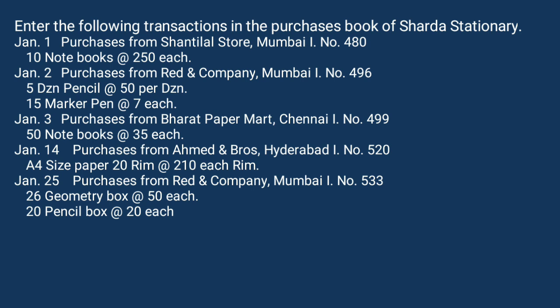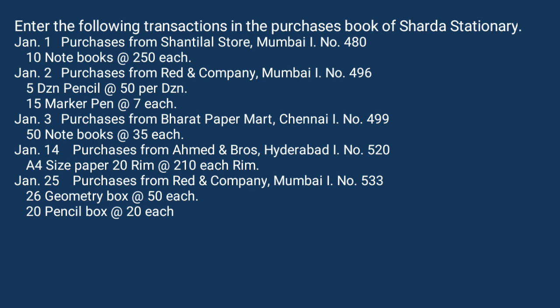26 geometry boxes at the rate of 50 each, and 20 pencil boxes at the rate of 20 each, so that we can multiply with each other and find out the total amount of transactions. So let's check how we have to solve this question and what we have to record. First you have to remember all these transactions, because accordingly we have to note them down. So somewhere you can note them down.